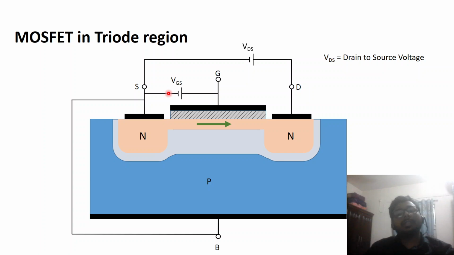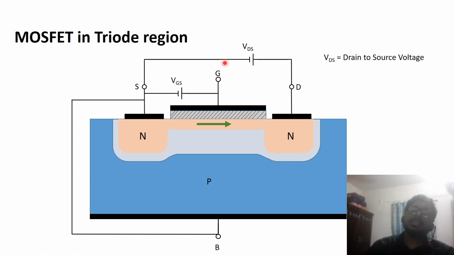If we increase VDS, the drain current ID will increase. When the VDS is small, the relationship between the drain current and the VDS is linear. That means the drain current ID will increase linearly with the VDS.